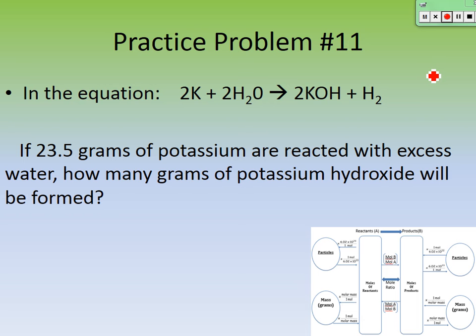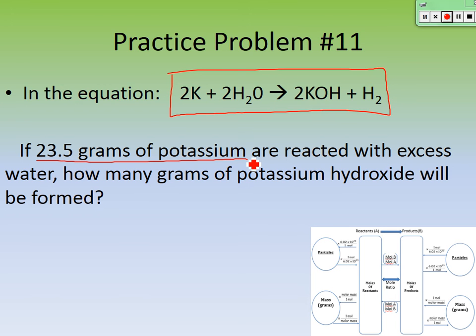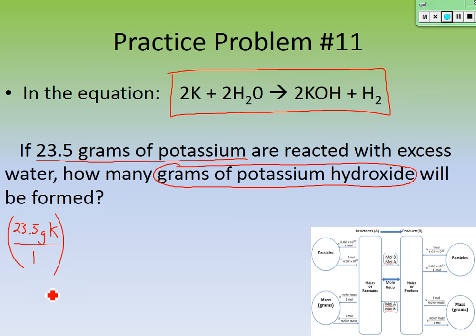Okay, let's see how you guys did. First of all, hopefully you looked at this equation and asked yourself, is it balanced? And is it, guys? Yeah, it already is, so we're good there. Now let's underline what they gave us: 23.5 grams of potassium. And hopefully you circled grams of potassium hydroxide. Let's write down what they gave us and put it over 1. So 23.5 grams of potassium.